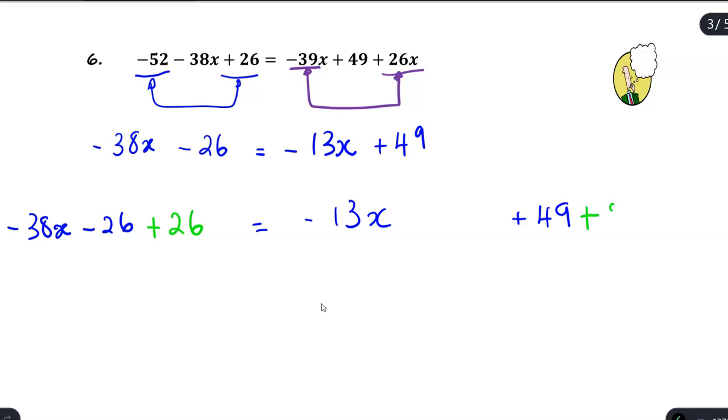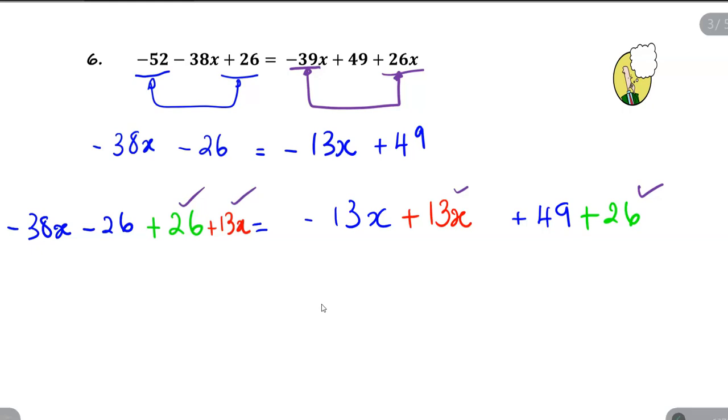I do the same thing on this side. But on this side, I want to add the 13x so that I can get rid of this x. So that means on this side of the equation, I have to add the 13x as well. Okay, you see that this number and the operation should be the same on both sides. And this number, the operation should be the same on both sides.